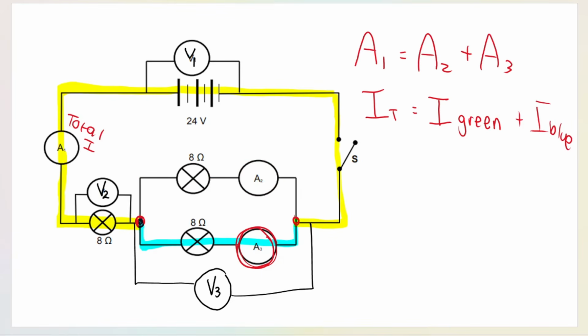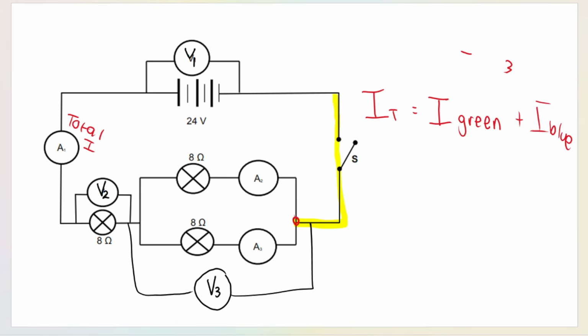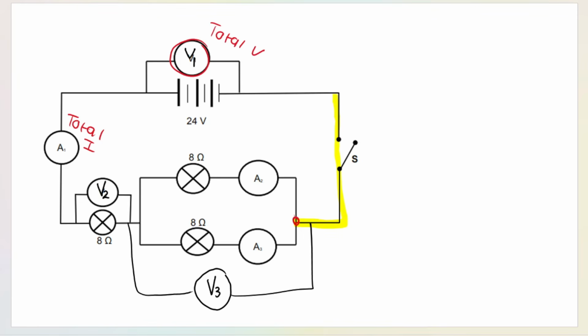For the voltage, what happens is quite interesting. You can see that we have V1 over here. V1 measures the total voltage or total potential difference, or terminal potential difference, like we like to call it. So V1 basically reads the total voltage. Now remember, voltage splits in series. What that means is that you see we have this resistor over here in series, and then we have what we call the parallel connection.